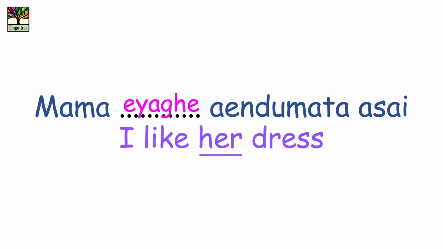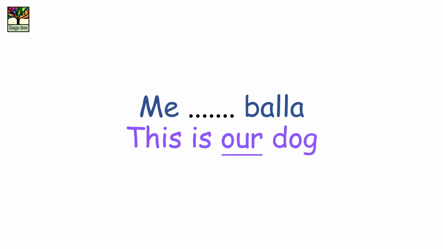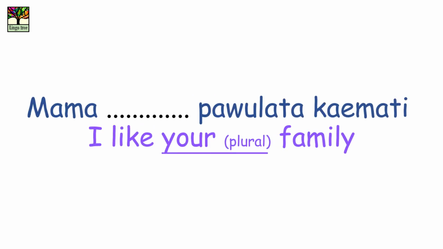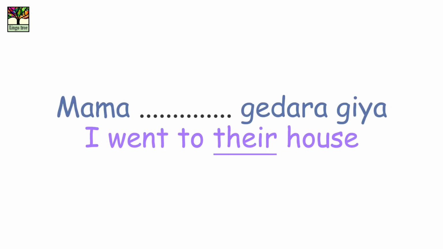I like her dress. මම එයාගේ ඇඳුමට ආසයි. This is our dog. මේ අපේ බල්ලා. I like your family. මම ඕගොල්ලන්ගේ පවුලට කැමතියි. I went to their house. මම ඒගොල්ලන්ගේ ගෙදර ගියා.